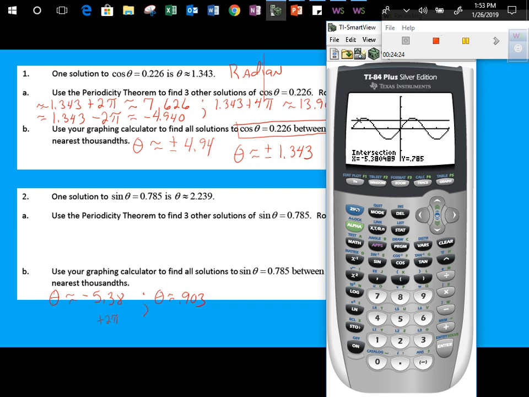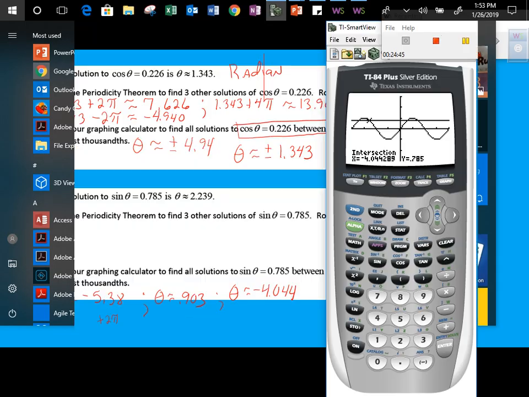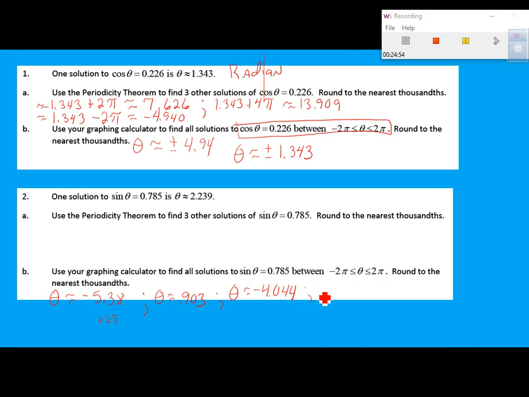And to get my other one, let's go second calculate the intersection. I'll go get this one. So I know one of them is about negative 4.044. If I want to not work too hard and get that other one, I'm just going to add 2 pi to it, and I'd get that. Guys, if you don't mind, just go second calculate and come over to that. But my fourth answer looks like it's going to be about 2.239.